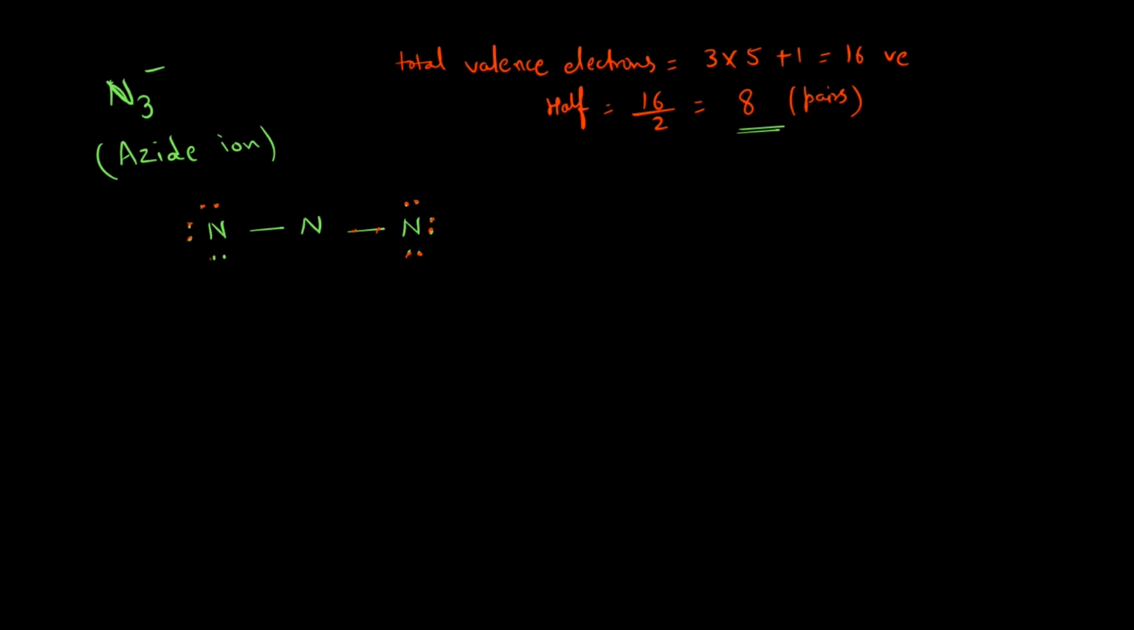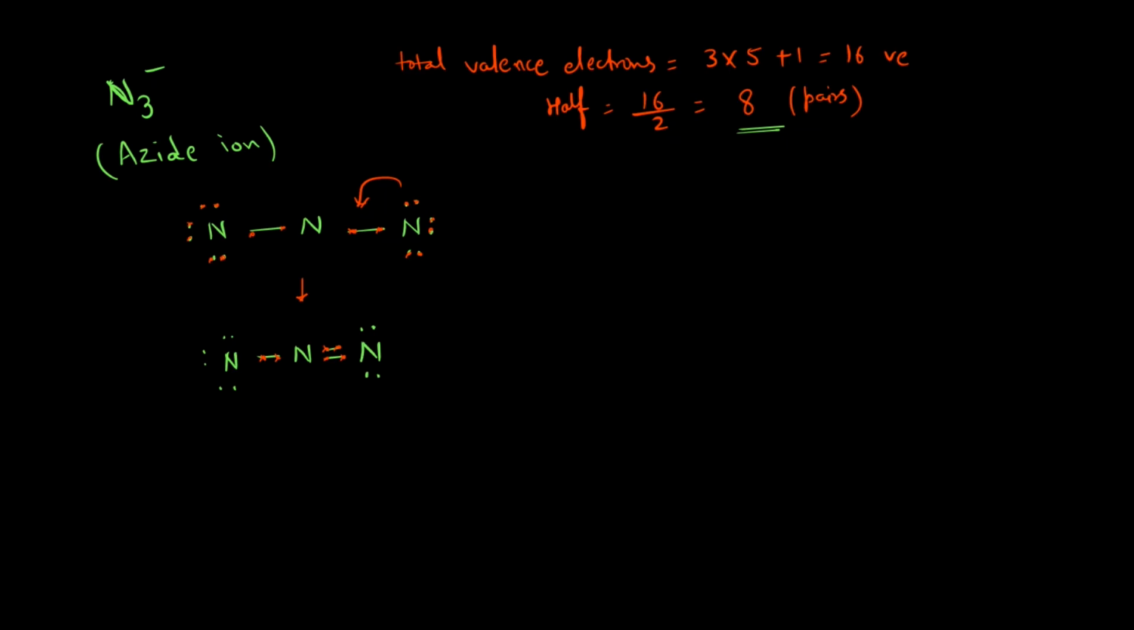How about the octet of the central atom? The central atom has only 4 electrons, so we need 4 more to complete its octet. So we transfer electrons and get this structure, N double bond N, with two lone pairs on one nitrogen, and the other nitrogen still has three lone pairs. Checking the central atom again, we have only 6 bonding electrons, so we need 2 more electrons.